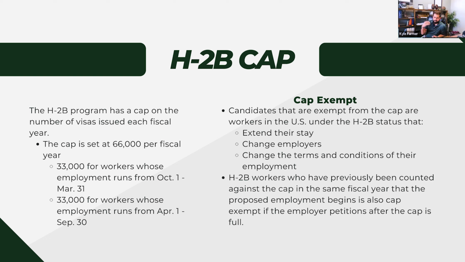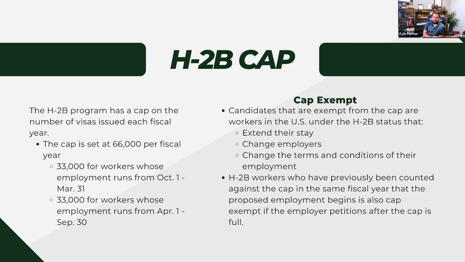As a reminder, if you didn't know this, that's fine too, but the H-2B program is numerically capped. There's a cap of 66,000 visas. The way the government allocates these is based off the government's fiscal year. The first half of the fiscal year starts on October 1st, the first day of the fiscal year. They allocate half of the H-2B visas for work that starts on October 1st and runs through March 31st.